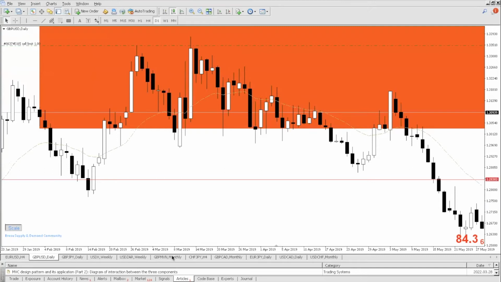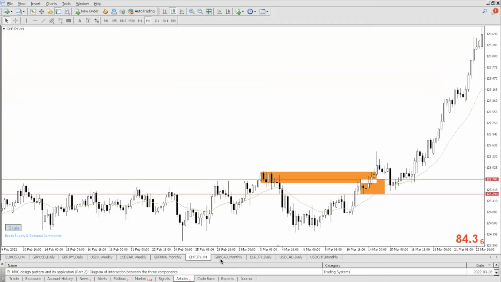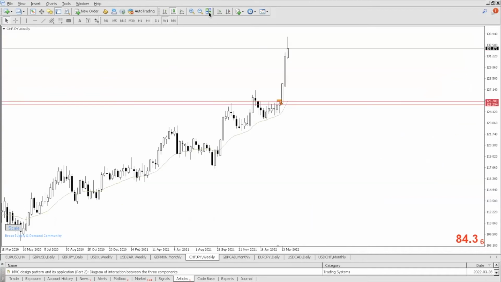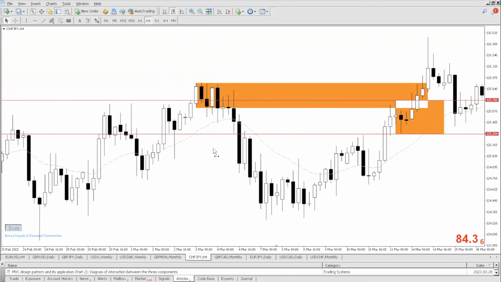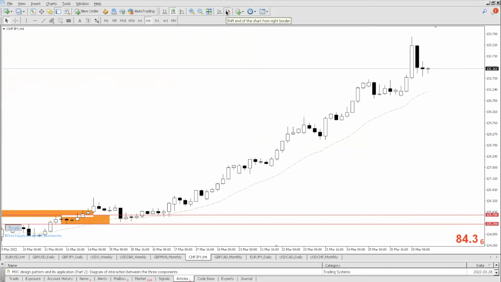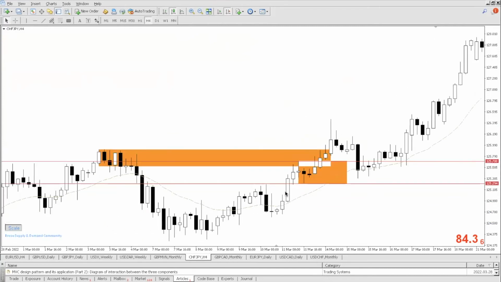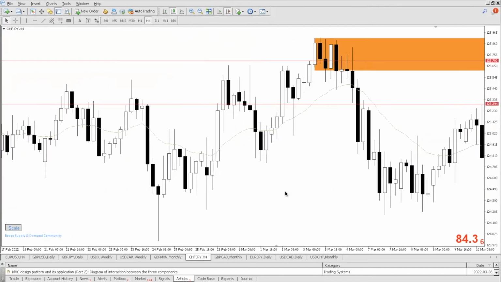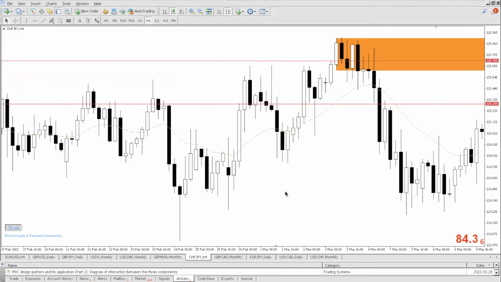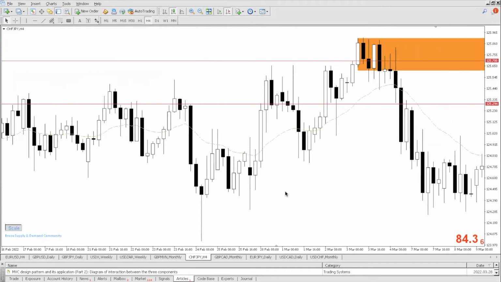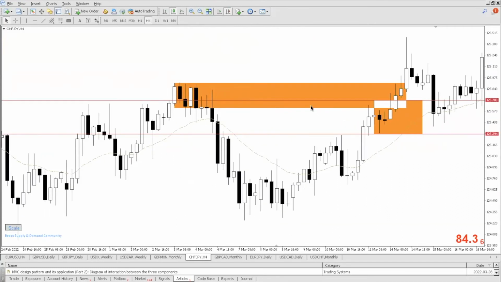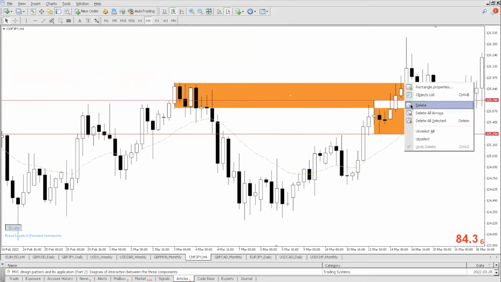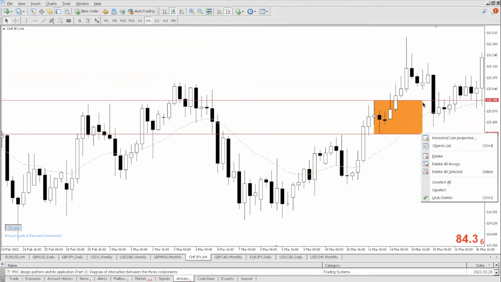You move to another pair. Okay, let me stop scrolling and put in another pair here. Okay, so let's look for this one, this one looks interesting. Let me show you this area. What was happening here? Let me show you here.